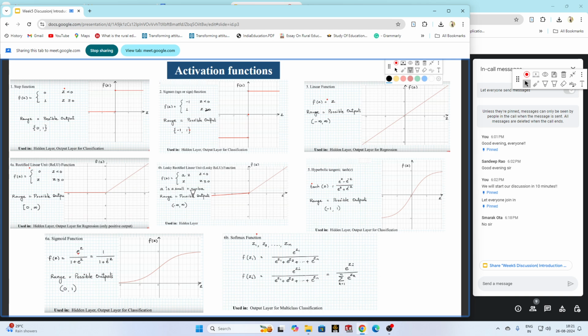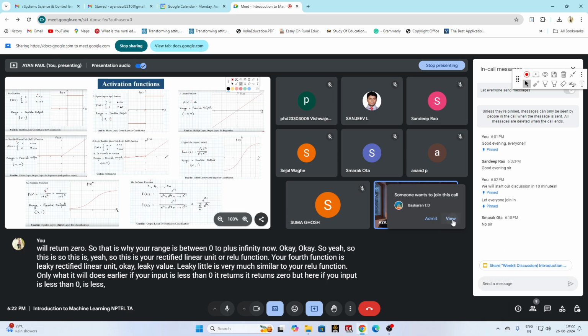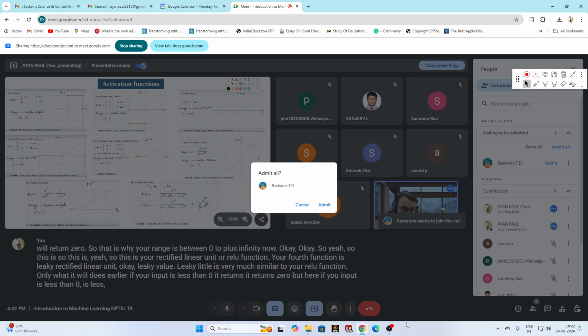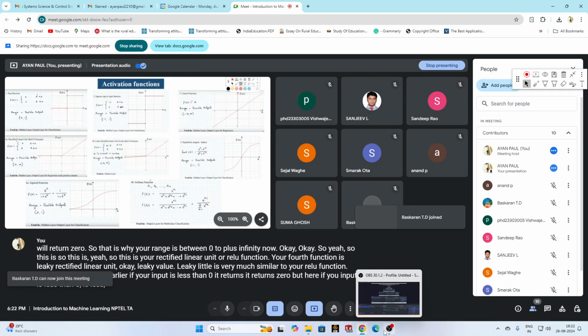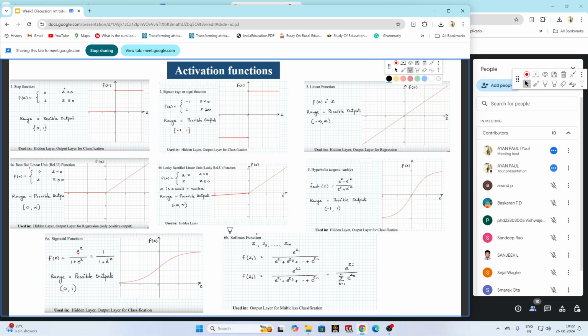Earlier, if your input is less than 0, it returns 0, but here, if your input is less than 0, it will return az, where a is any small positive number. If your input is greater than or equal to 0, it will return z only. So that is leaky ReLU.